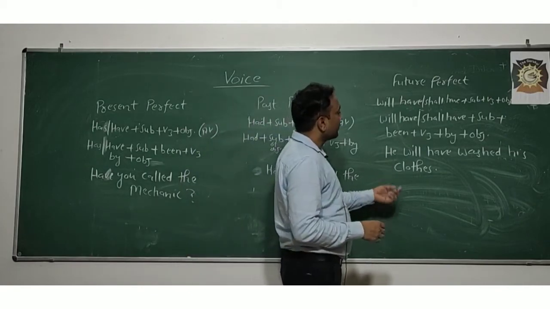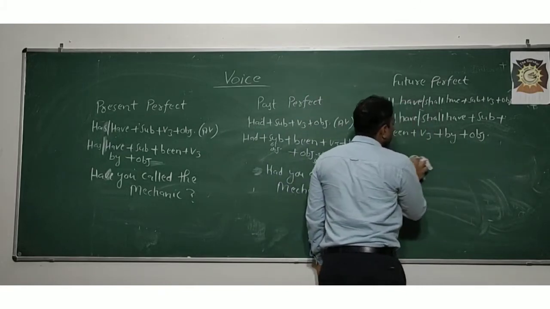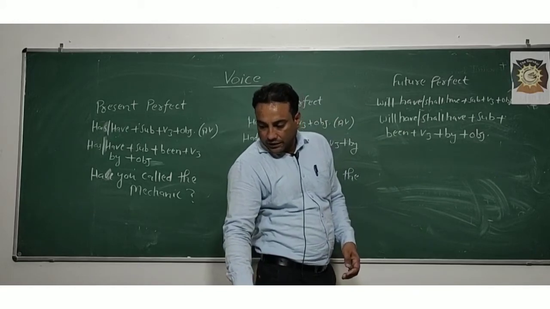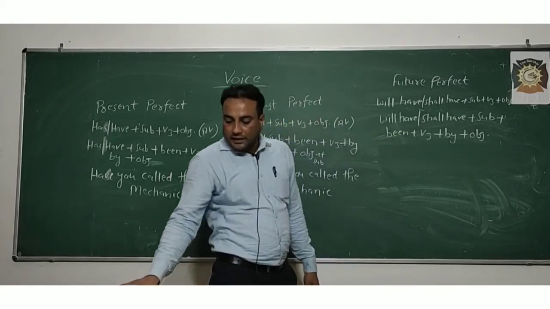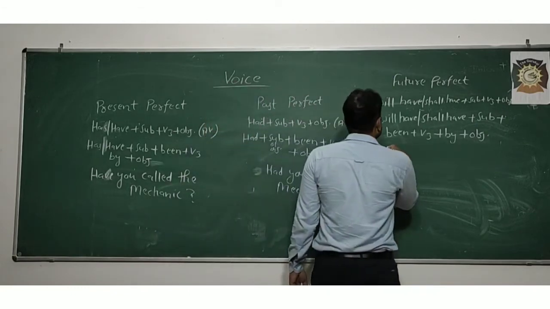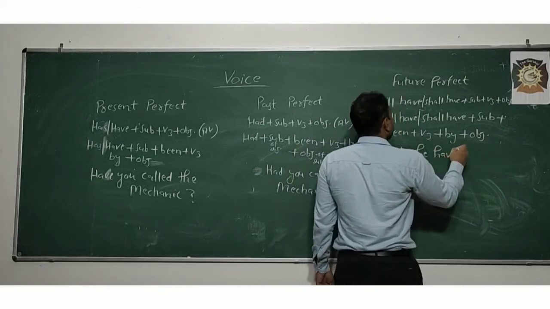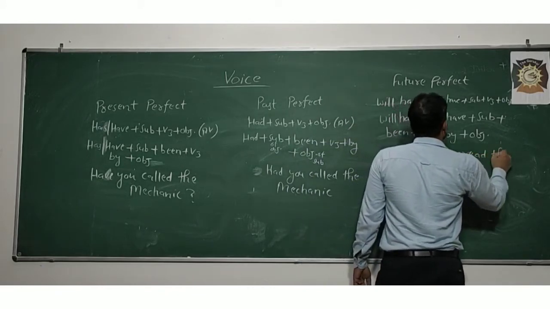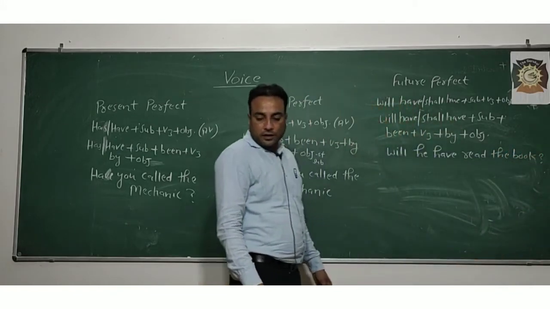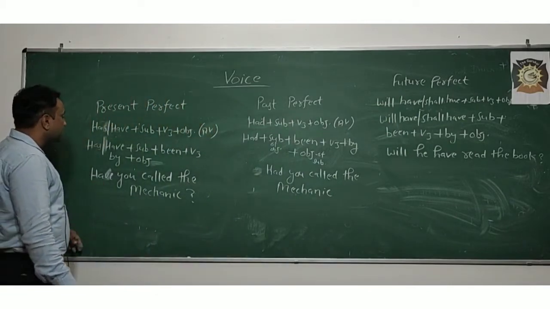So here also, he will have. I have written it as a simple sentence, but this is the formula for an interrogative sentence. So how do we change the interrogative sentences? Will he have read the book? Question mark. How do we change this sentence?